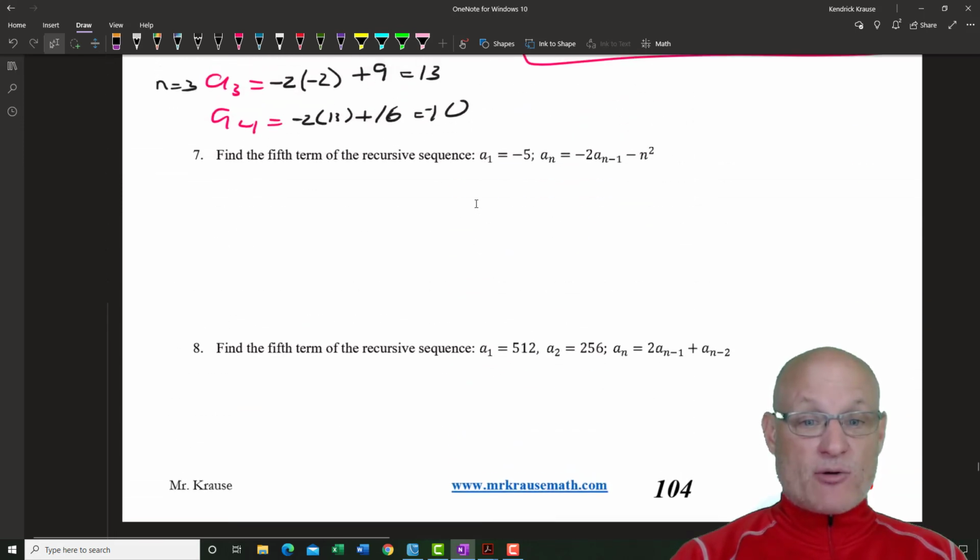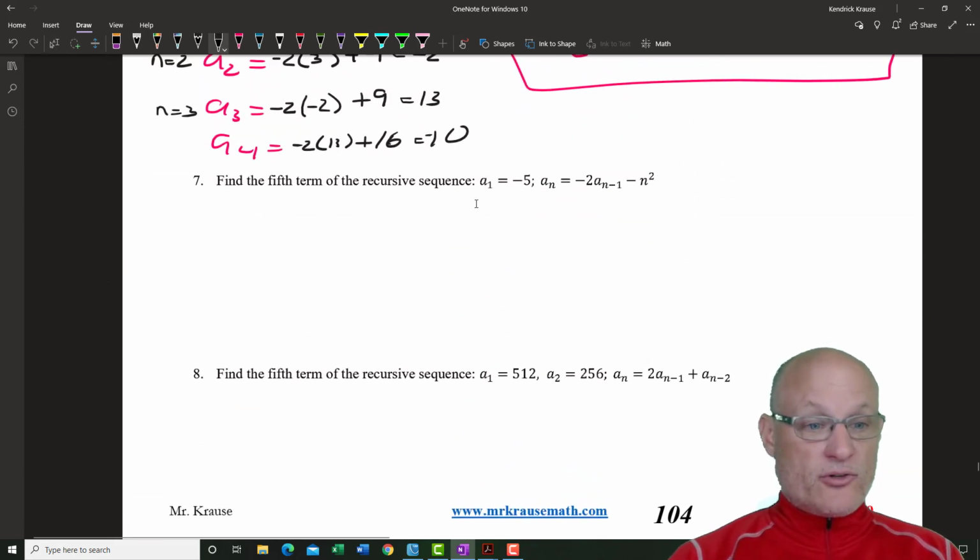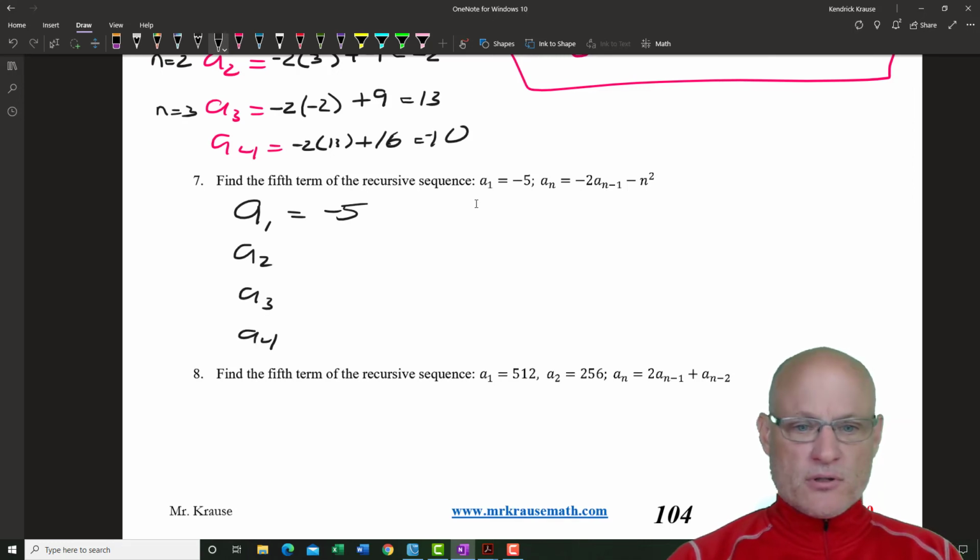Oh, we got to learn to write them backwards. I forgot. We got to learn to write them backwards. Okay, well, let's just do 2 more of these. Writing them backwards is actually pretty easy. So negative 5, A2, A3, A4, A5. I don't know why I keep asking for the 5th term. Should have done 4.